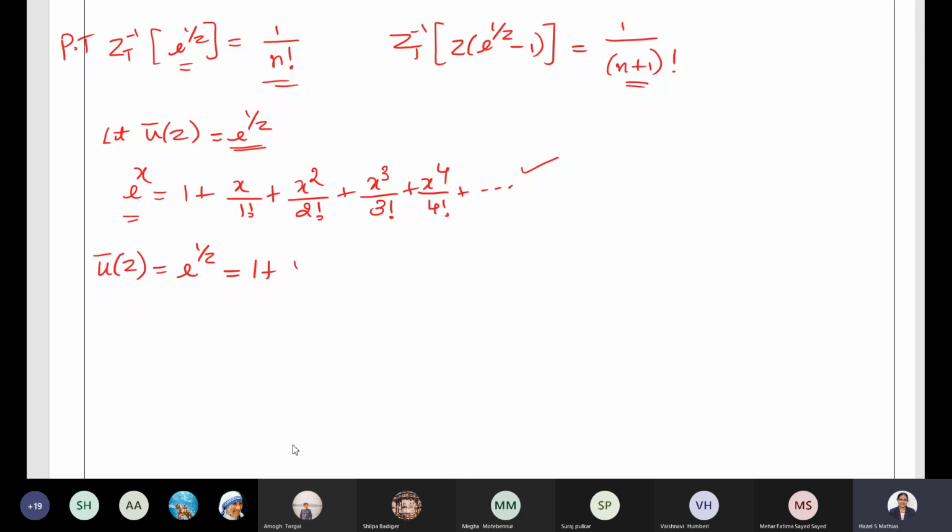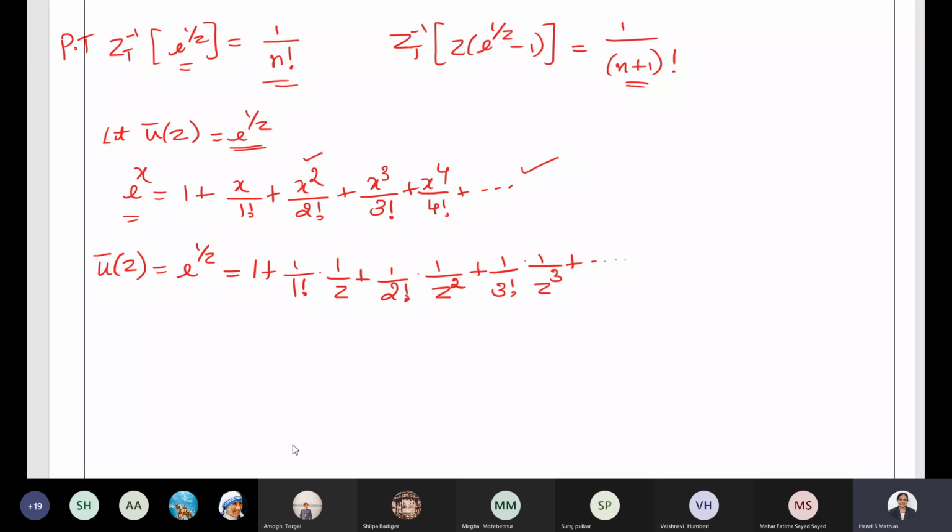X is 1 by z, so it will be 1 by 1 factorial into 1 by z plus x square. 1 by 2 factorial into x is 1 by z, so it will be 1 by z square plus 1 by 3 factorial into x cube. X is what? 1 by z, so it will be 1 by z cube plus etc. Is it okay, everyone? Substituting x by 1 by z, that's what we have done. Is it okay?